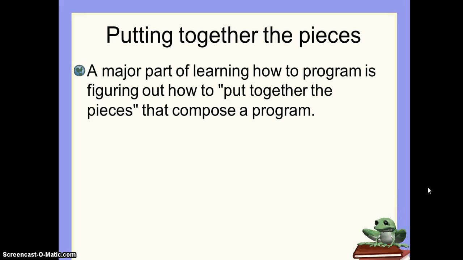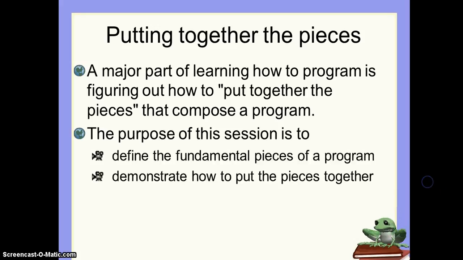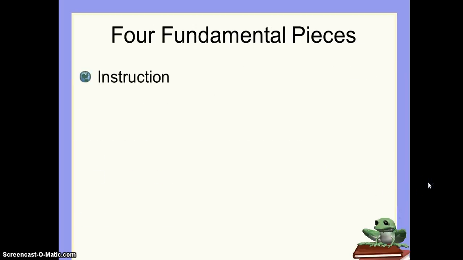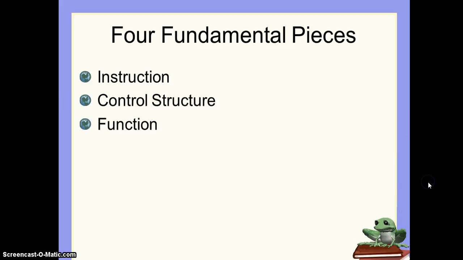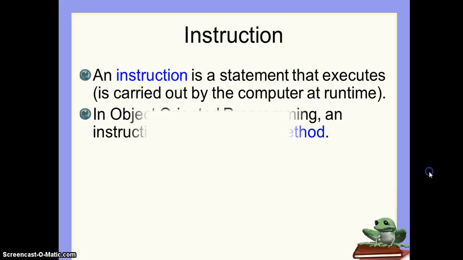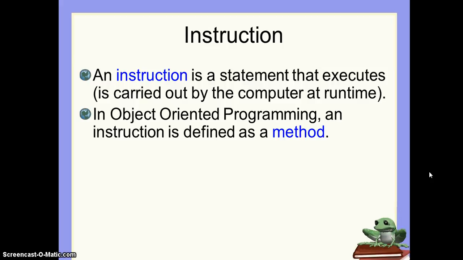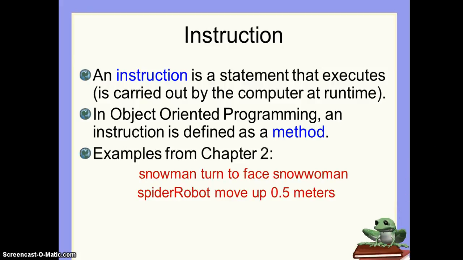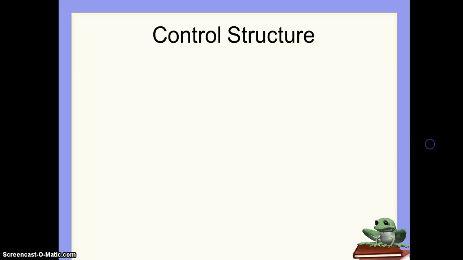So we've talked about storyboarding and putting it all together. And what we're going to talk about today is looking at the fundamental pieces of the program and show how to do it. So the fundamental pieces, there are four of them: instruction, control structure, function, and expression. You've already seen instruction. That's just a statement that happens when the computer runs. So we've been defining that as a method, and you've seen that in action, and you've actually written some of these. So I think you're good to go with instruction.